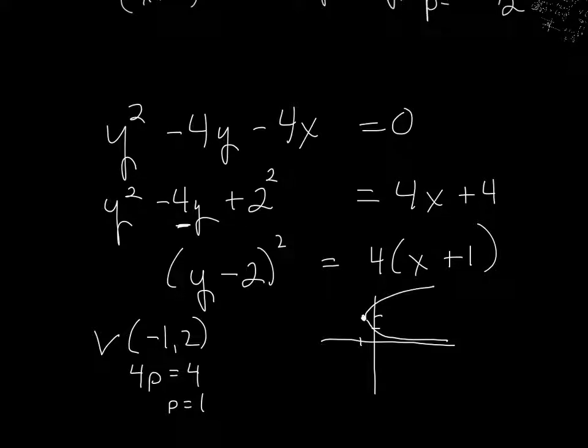So what part of the focus this time won't change? The y is going to stay the same. What will be the x value? 0. So the focus is right here. And the directrix? -2. x equals -2. There's your directrix.